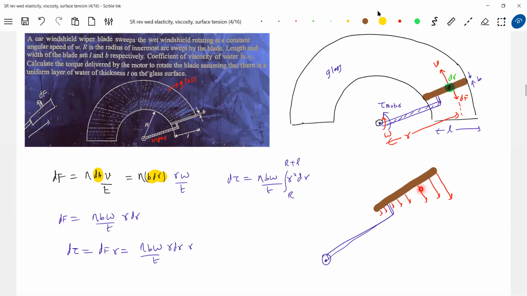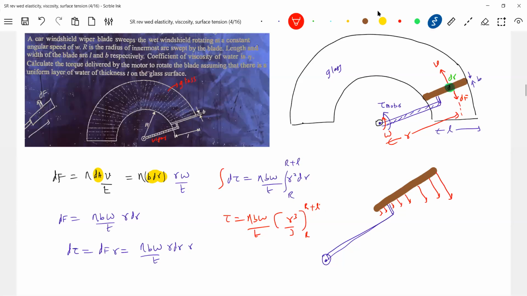At different points, it will be acting differently. That's why I'm assuming a small element, then finding out the torque in that one. Okay, so do this. Eta B omega T. Substituting limits and solving will get the required answer.